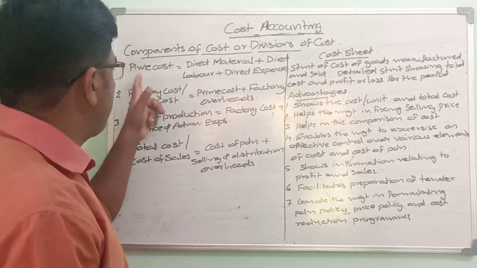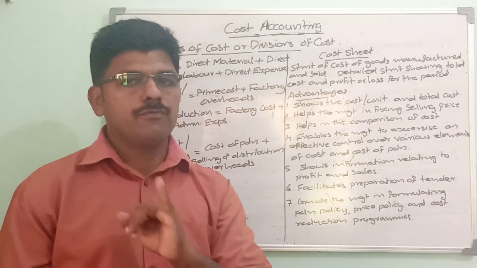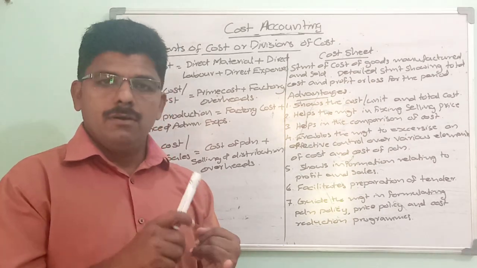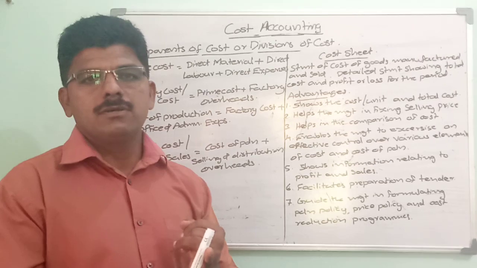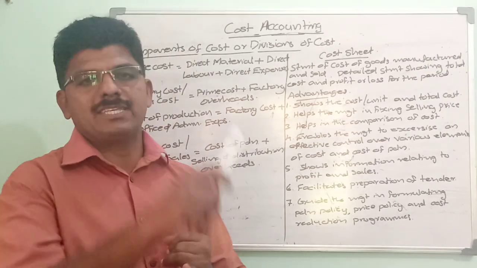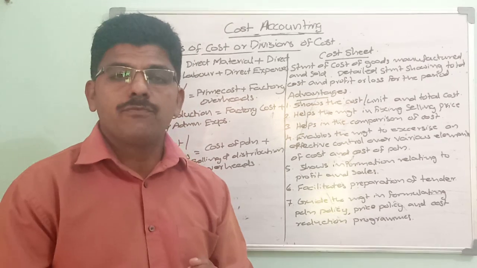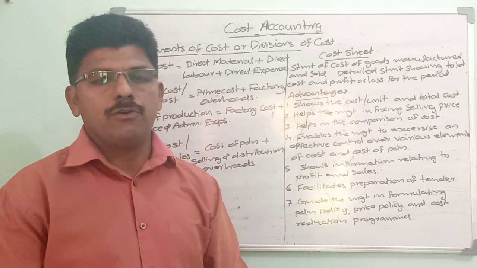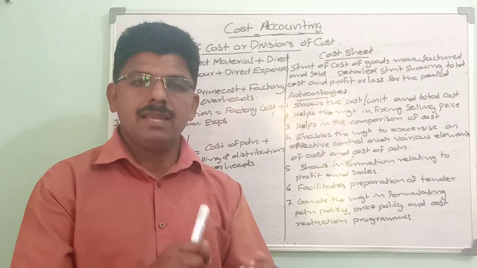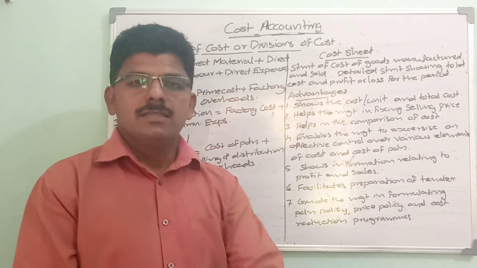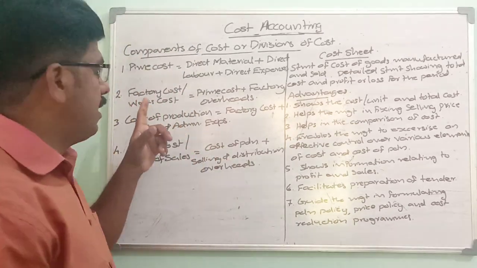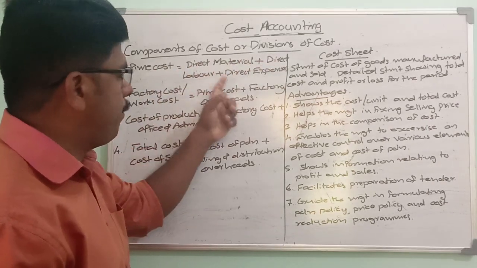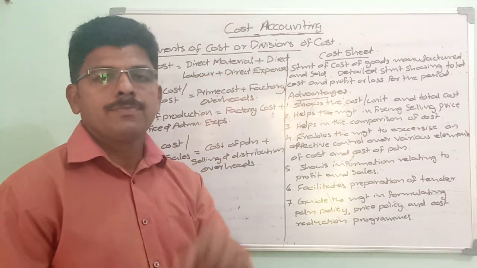Number one, prime cost. It's the first component of cost. Prime cost is the aggregate of direct material cost, direct labor cost and direct expenses, or a sum total of direct material, direct labor and direct expenses. Therefore, prime cost can be mathematically expressed as prime cost equals direct material plus direct labor plus direct expenses.